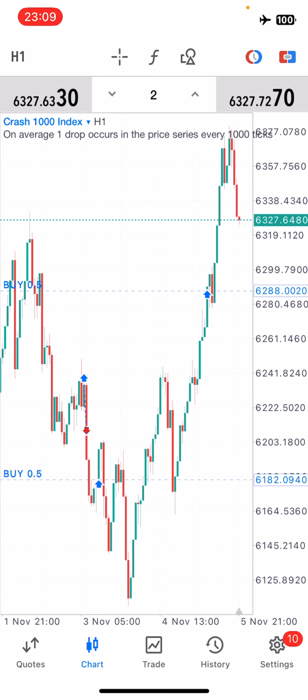You can use this indicator on all boom and crash indices that we have, talking about Boom 300, Crash 300, Boom 500, Crash 500, and Boom 1000, and the Crash 1000 that we're currently on as well.